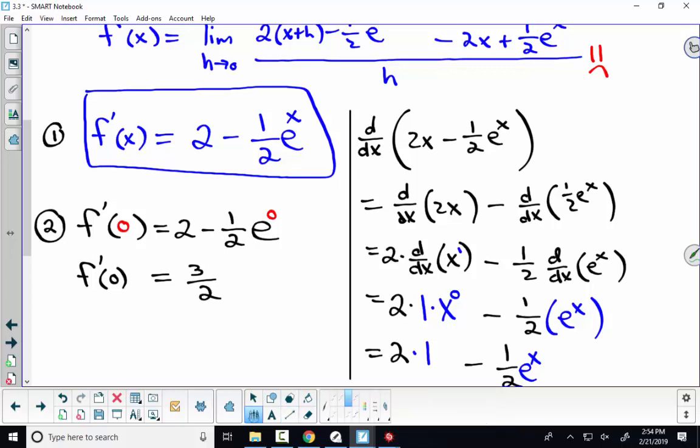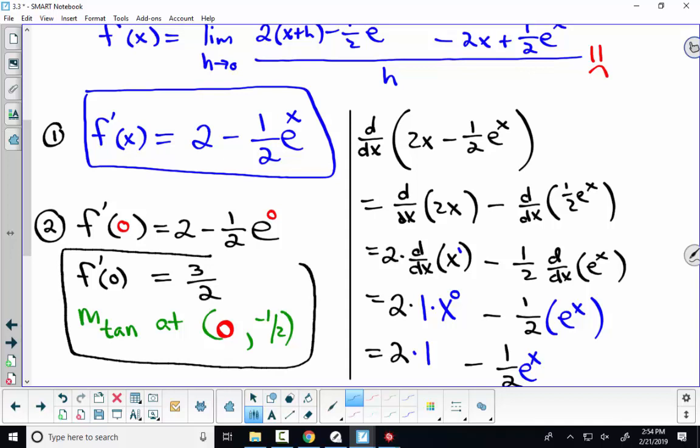So let's remind ourselves what this actually means. The derivative at an x value of 0, that is the slope of the tangent line at the point 0, negative 1/2. So that's the slope of the tangent line at that point. I'll make that one red too. Okay, questions on that?